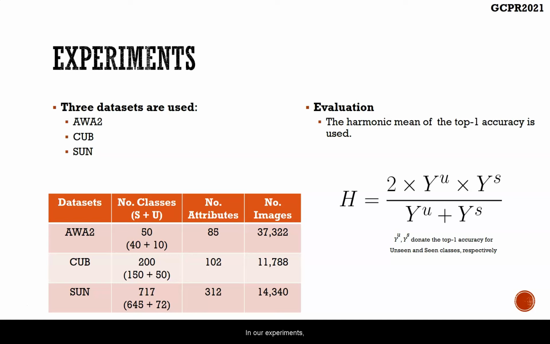In our experiments, we have used three datasets, which are AWA2, CUB, and SUN. Please refer to our paper for more information about these datasets. In terms of the evaluation metric, harmonic mean is used to evaluate and compare our model with the state of the art, as presented next.